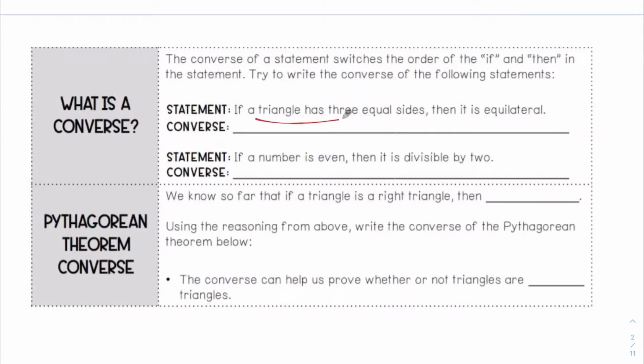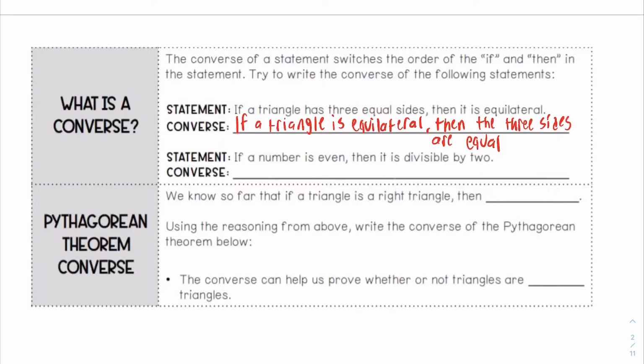The first part of the statement is this. We're going to do that second. So the first thing we're going to write down is, if a triangle is equilateral, then the three sides are equal. The converse of something, which is the reverse of it, doesn't have to always be true, but if it is, then we know that that statement, that math fact, is especially important.